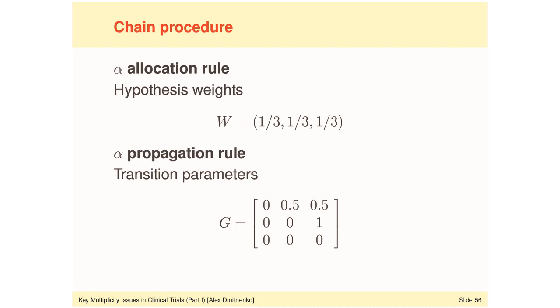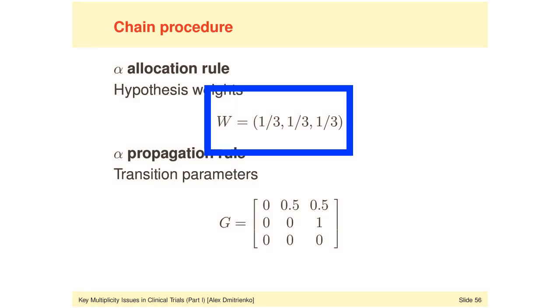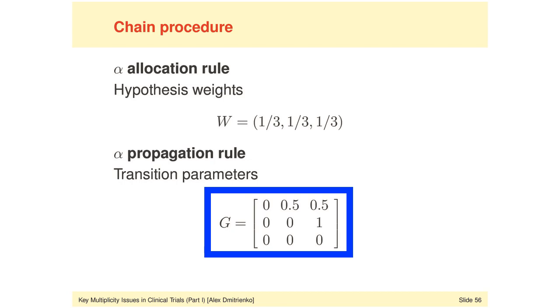Now, to implement general chain procedures, we will need to formally define two key elements of any chain procedure. It is the vector of hypothesis weights, which is specified by the alpha allocation rule, and it's the matrix of transition parameters. The transition parameters, as you remember, are specified by the alpha propagation rule, and as we said earlier in this module, each transition parameter in this matrix defines the proportion of alpha which will be carried forward from one hypothesis to another hypothesis after this first hypothesis is rejected.